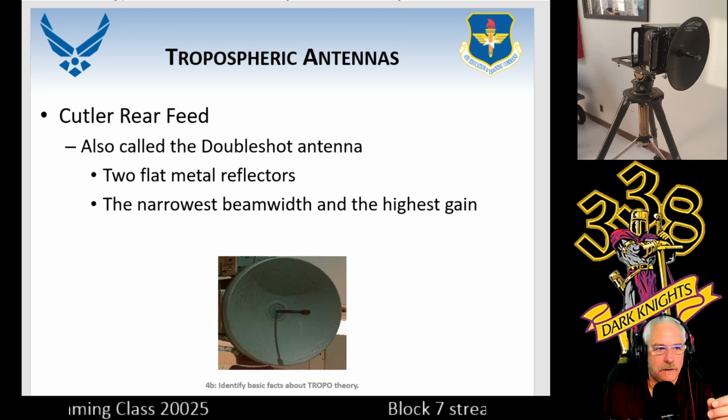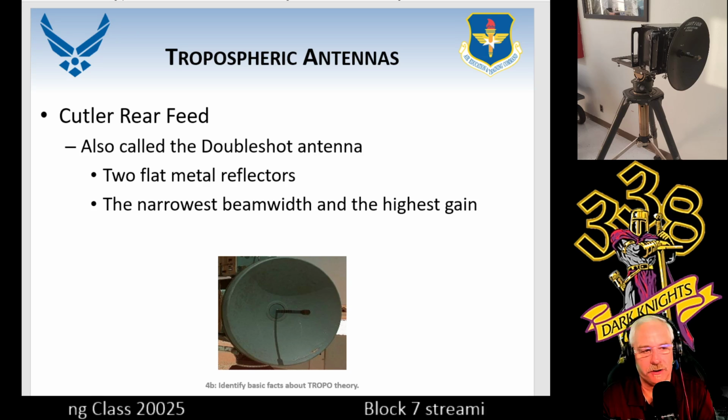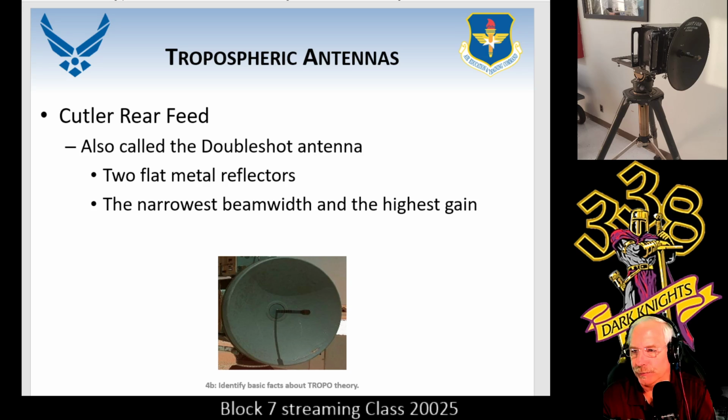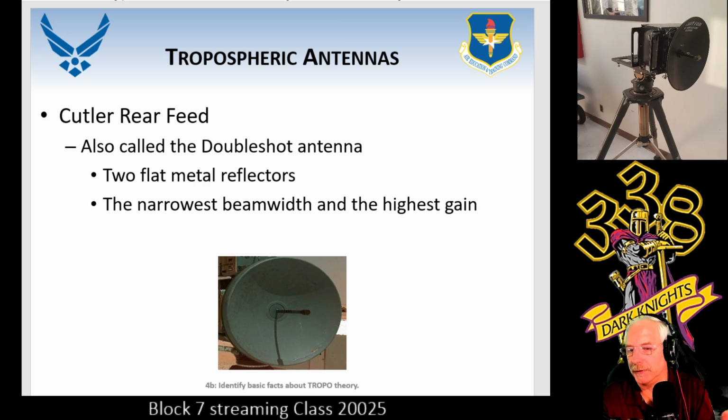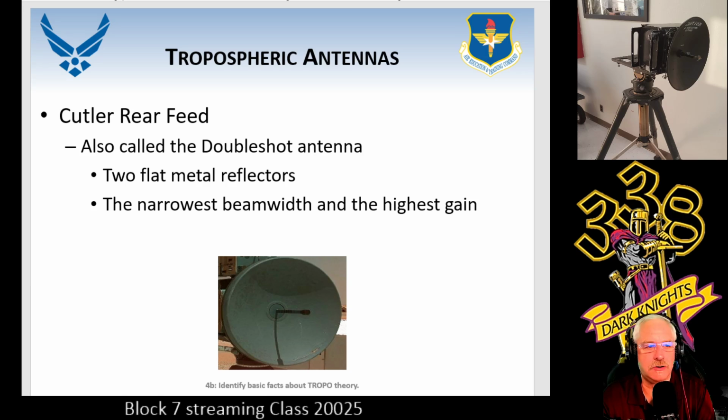The Cutler is what we have on the Tisser. They call it a double shot again. It has 2 flat reflectors. Now, if I'm not mistaken, on the 1-foot dishes that you guys will be dealing with, the ping pong ball has been ripped off of it because it's been used so much. And you should be able to see the reflectors.